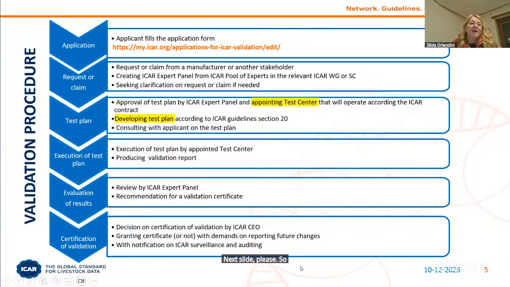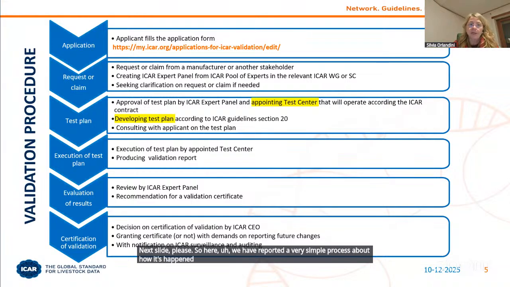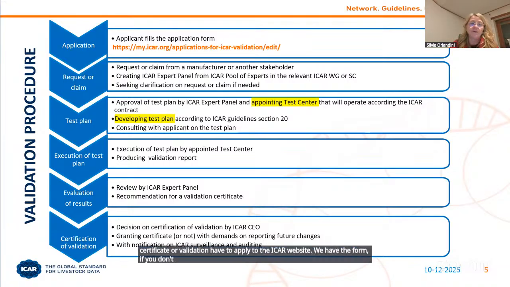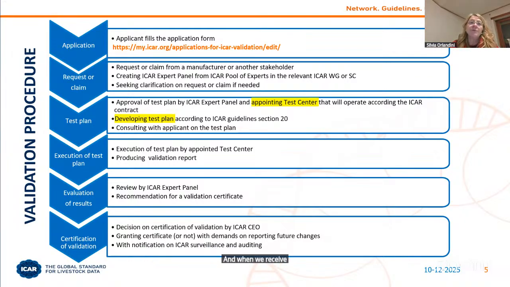So here we have reported a very simple process of how it happens. A manufacturer that would like to obtain the certificate of validation has to apply on the ICAR website. We have the form. If you don't find the form, you can contact the ICAR Secretariat. And when we receive the application form, we discuss internally the type of expert, the best expert that we have to conduct this evaluation, this testing plan. And we assign the task to a specialized testing center.